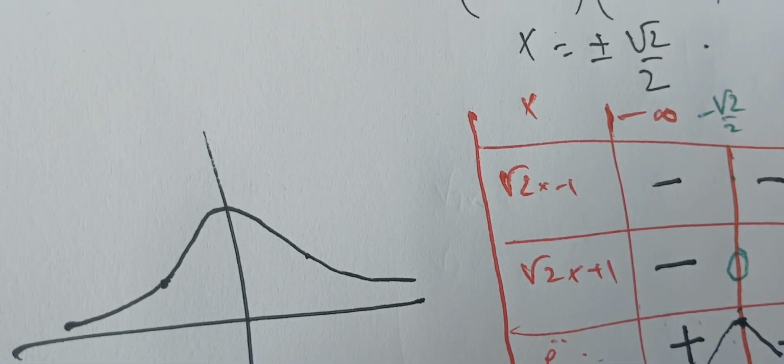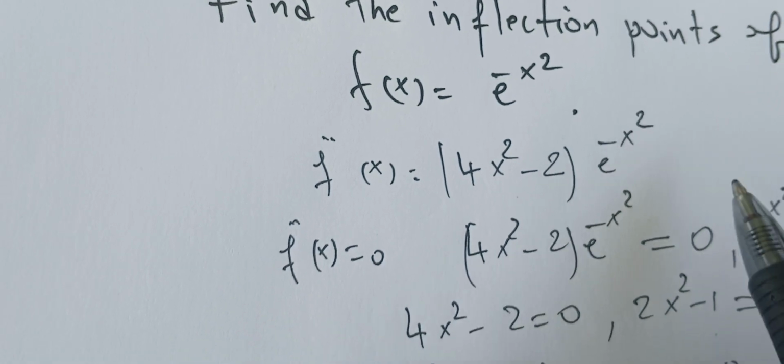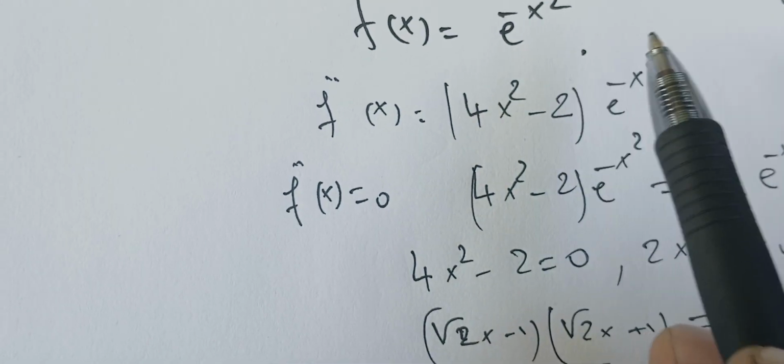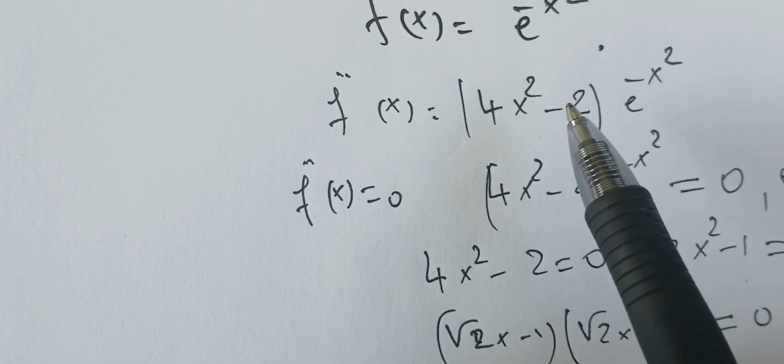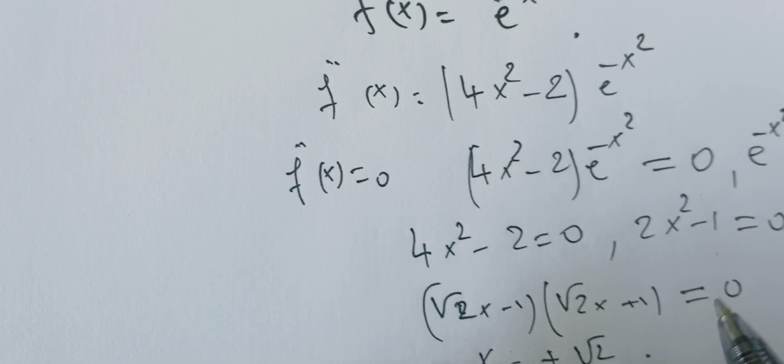So the key idea is that finding inflection points means finding the points that make the second derivative 0 and also change sign at these points. That's the good key to check for inflection points.